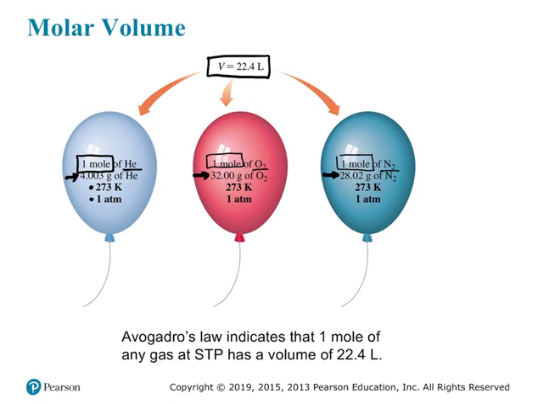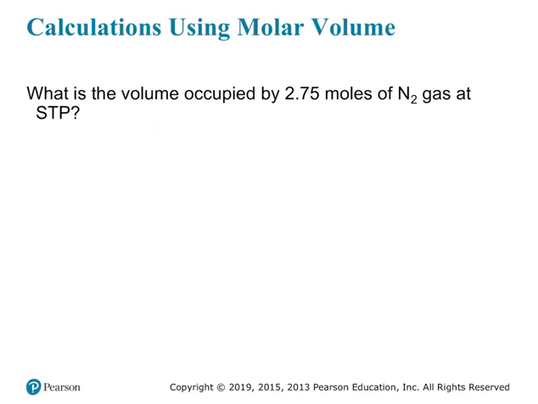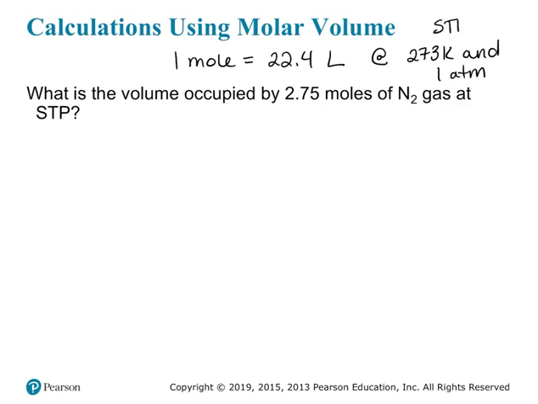Okay, and Avogadro's law is related to this as well. So earlier we said that volume is proportional to the amount of the gas, and this is proving that as well. So let's use that molar volume equality where 1 mole is equal to 22.4 liters at 273 Kelvin and 1 atmosphere, or STP.